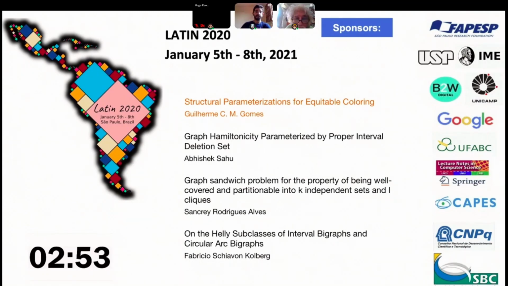I have a quick question. You showed a table showing results of NP-completeness in the beginning. And I noticed that for interval graphs, it's NP-complete. Correct? I didn't find proper interval graphs in the table. Are there results for proper interval graphs? Yeah, it's solvable in polynomial time. Polynomial time. Okay, as expected.